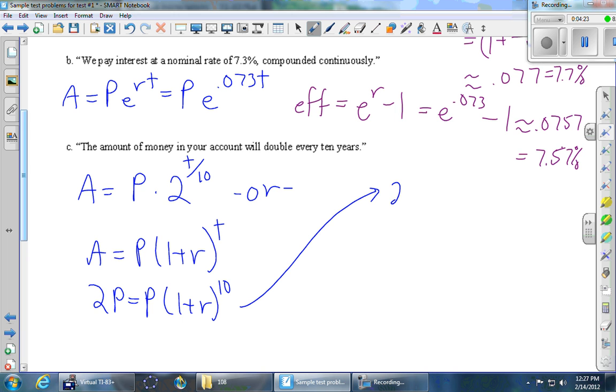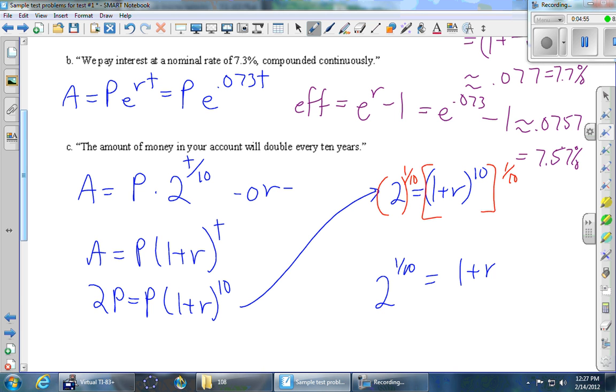And then divide both sides by P. We're trying to solve this equation for r. It's very tempting to use logs, but you use logs when the variable is up in the power. In this case, that's not true. So what we really want to do is raise both sides to the 1/10, because that will cancel with the 10th power on the right. So what we end up with is 2^(1/10) equals 1 + r.